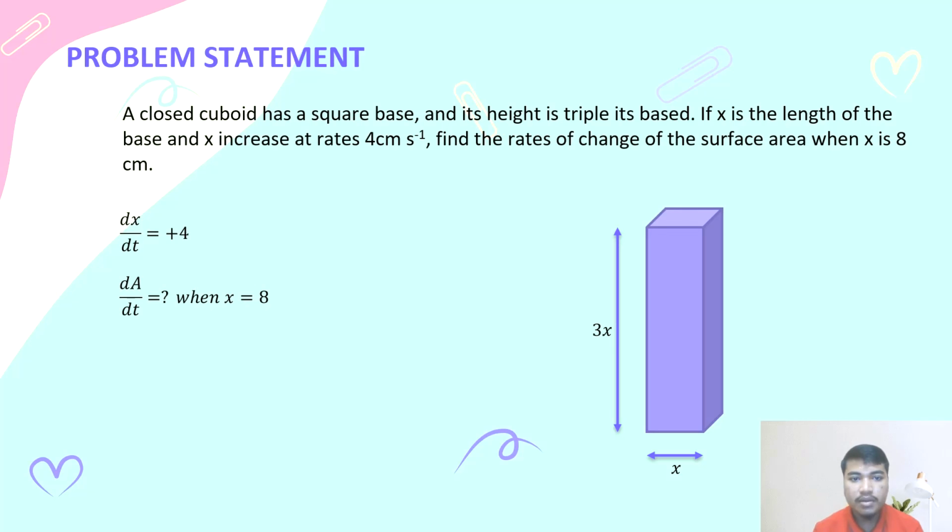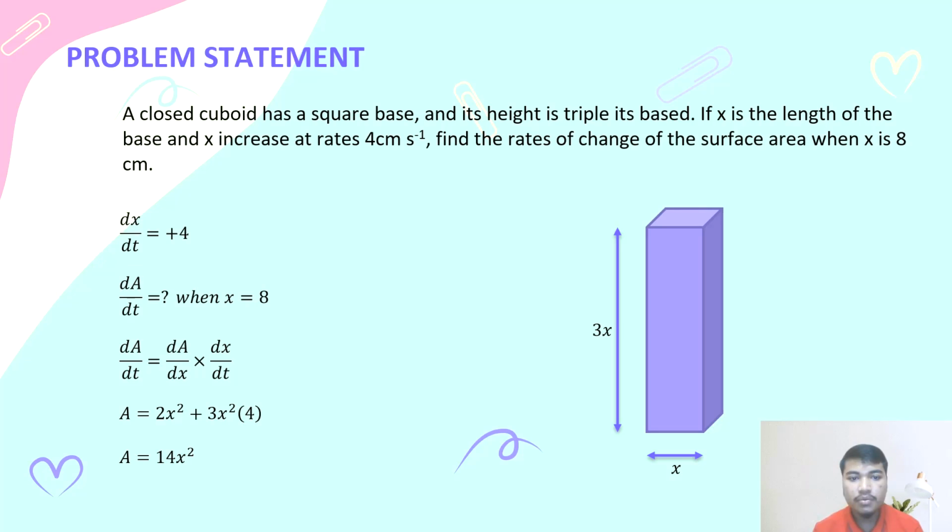To find dA over dt, we need dA over dx to multiply with dx over dt. Next, we need to find the area of the cuboid. 2x squared is the area for the top and the bottom of the cuboid, while 3x squared times 4 is the area for the side of the cuboid. The total area of the cuboid is equal to 14x squared.